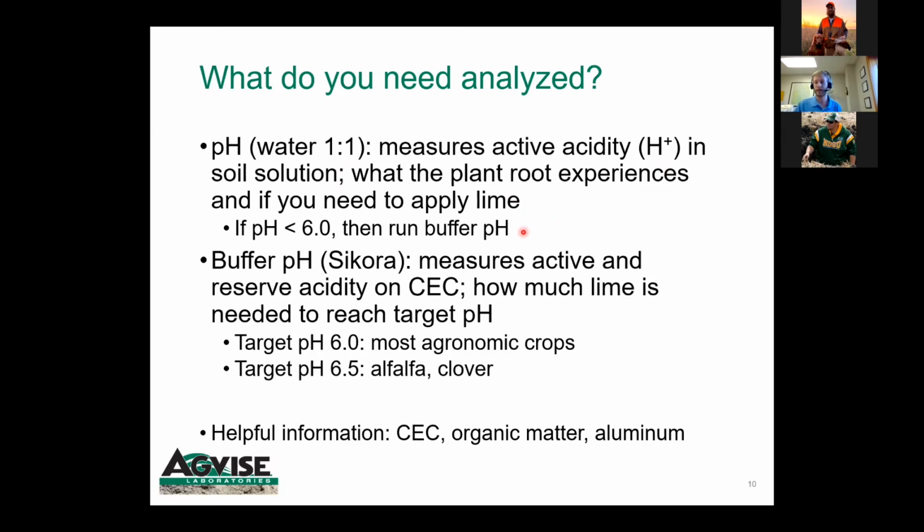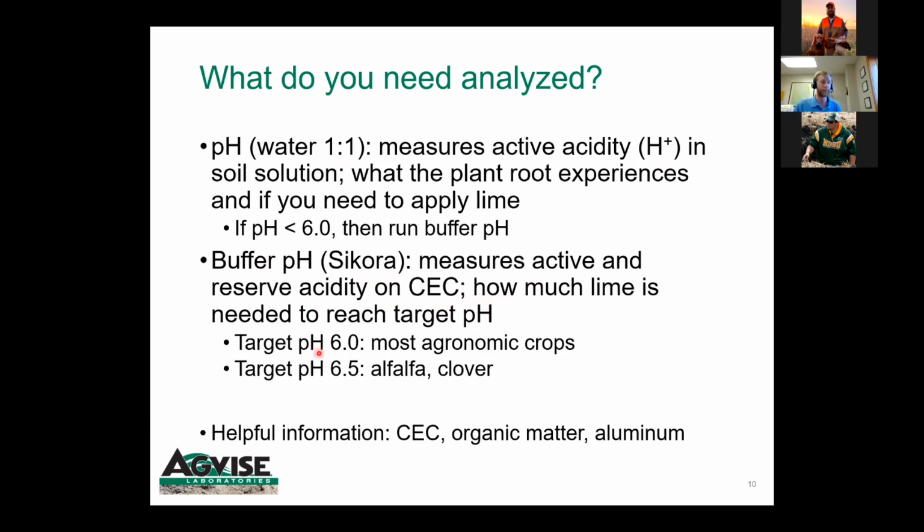Then, if the pH is less than 6, where we start having these discussions, then we run the buffer pH test. And what a buffer pH test does, we use the Sikora method. It measures the active and reserve acidity on the cation exchange capacity. So what this tells us is how much lime is needed to reach our target pH.